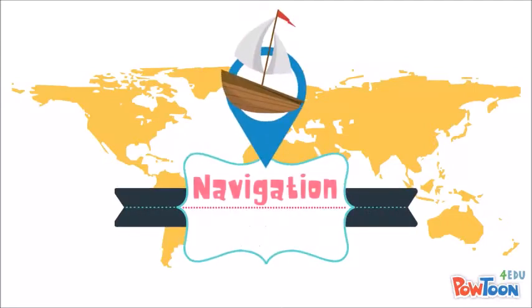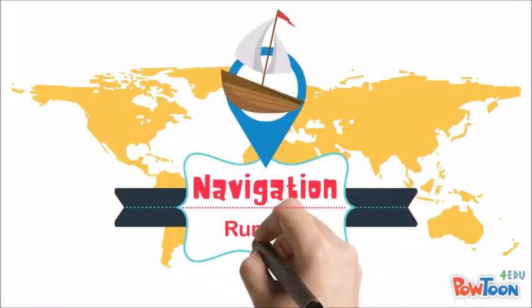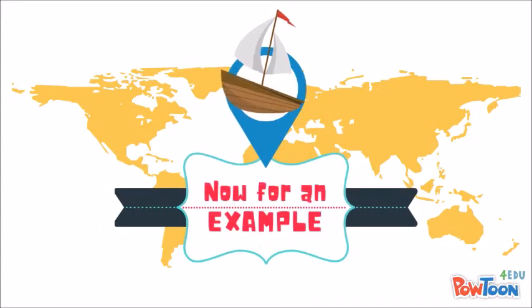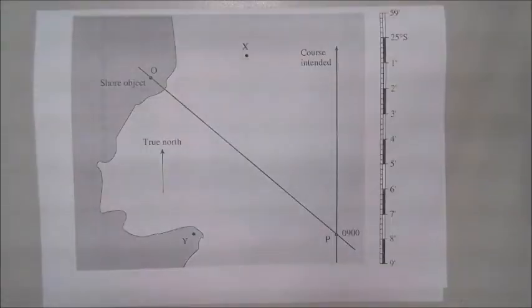This video looks at the running fix method of fixing your position. The main difference between running fix and cross-bearing fix is the fact that we only have one fixed point to use to fix our position. Okay, the first example for a running fix that we're going to start with is slightly easier as it's got information already provided to us.